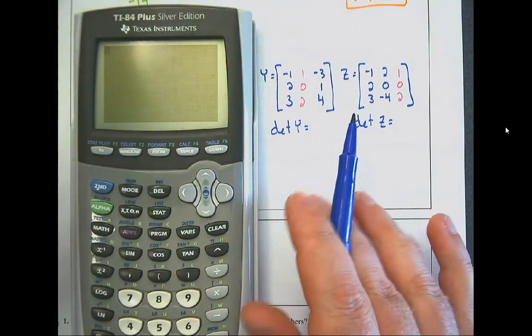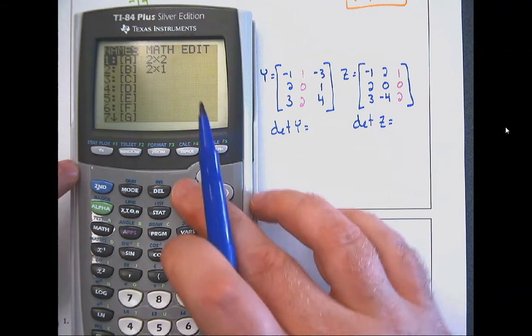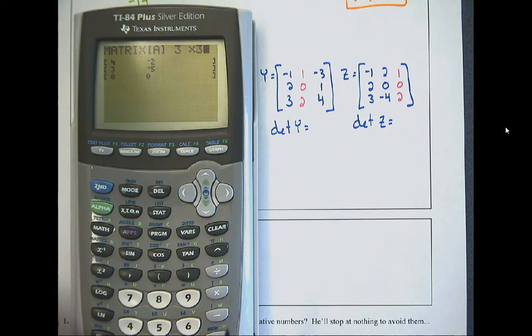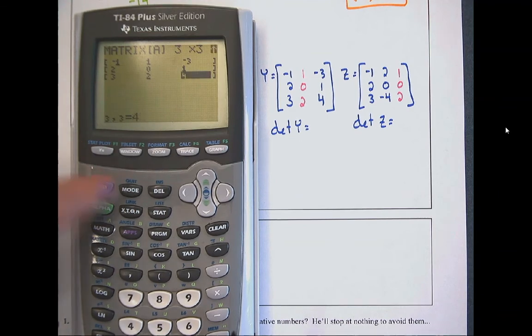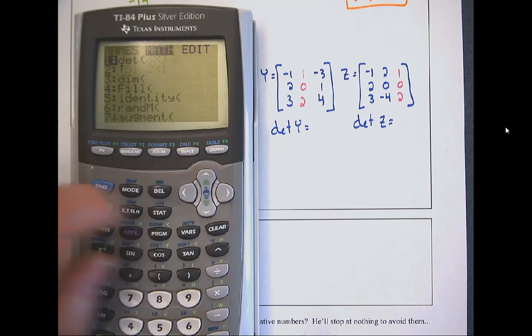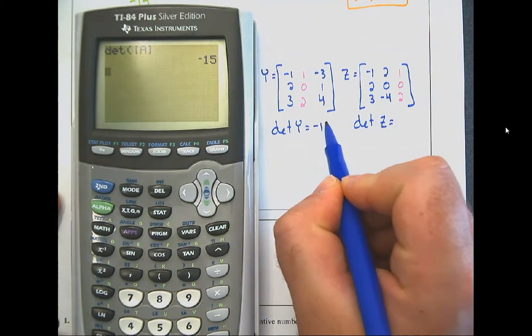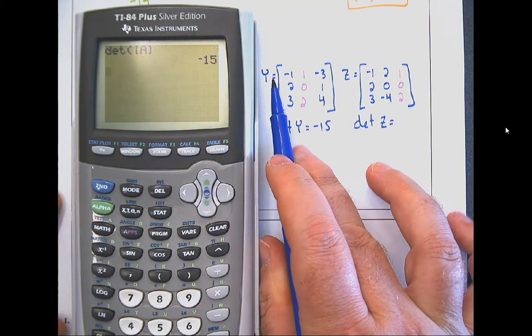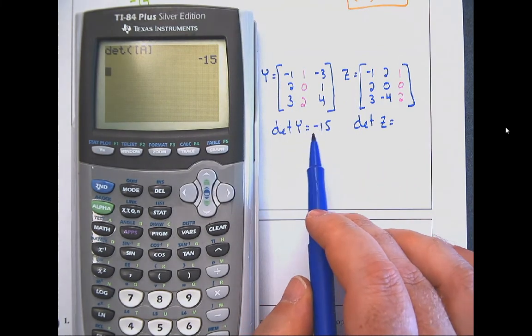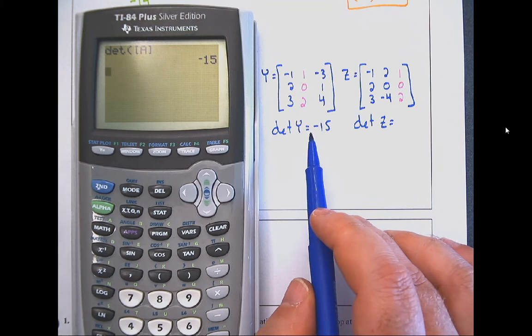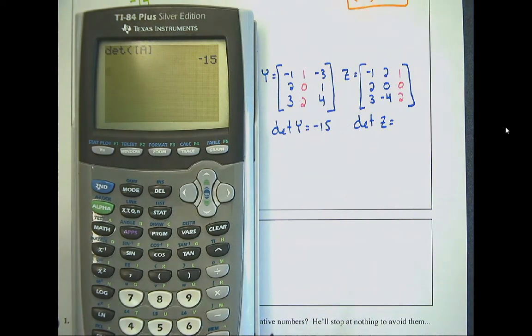I'll do this one with the matrix. So second matrix, edit. This is a 3 by 3. Negative 1, 1, negative 3, 2, 0, 1, 3, 2, 4. Quit. Second matrix, determinant. Second matrix, A. Negative 15. Now look, I called this the A matrix even though that's the Y. Yeah, who cares? I'm just trying to get this number here. Then we go again.